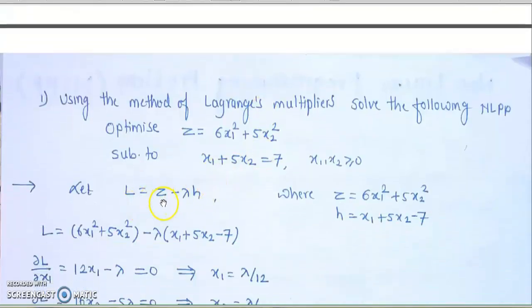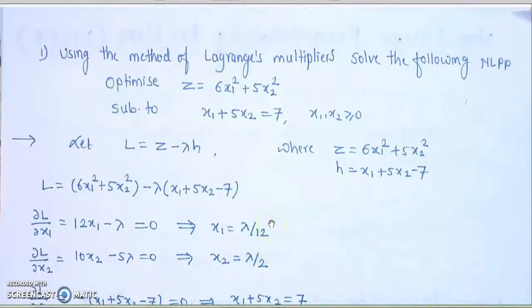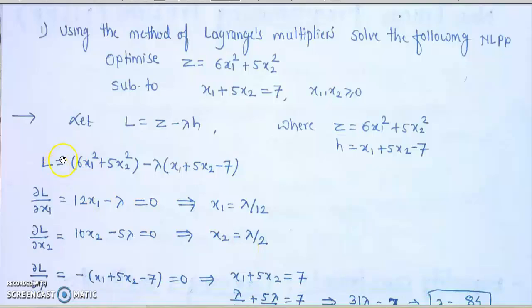We have capital L equal to z minus lambda h, where z is the objective function and h is the constraint, obtained by taking 7 to the left side. So we have L minus lambda h here. We find three derivatives. The derivative of L with respect to x1 partially gives 12x1 minus lambda equal to 0. If we simplify, we get x1 equal to lambda by 12, so in terms of lambda. Similarly, dou L upon dou x2 gives us x2 in terms of lambda. When we differentiate L with respect to lambda, we get the first term 0, minus the bracket is a constant for lambda, outside, and the derivative of lambda with respect to lambda is 1.